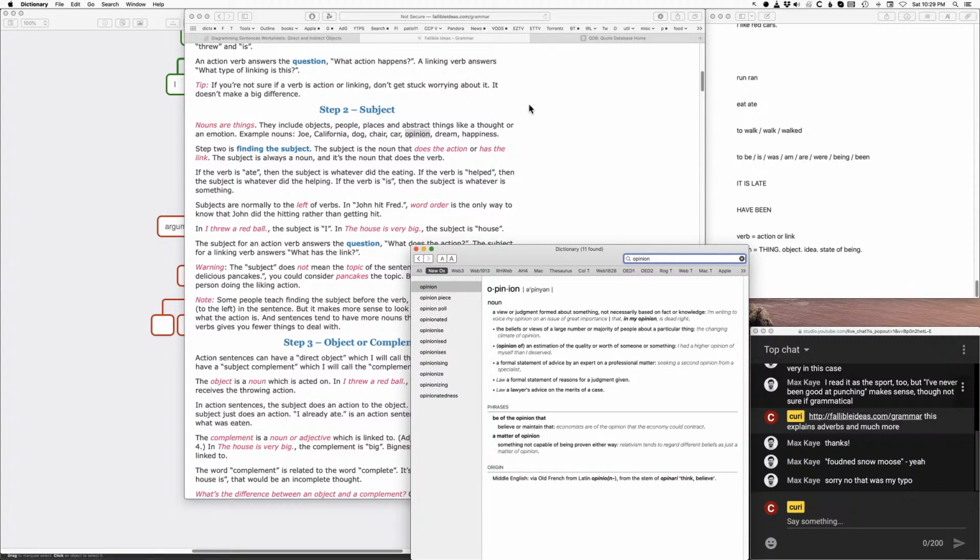Another good way to find nouns is if you could put the word a or the in front of something, that means it's a noun, because a and the always go with a noun. Is an the same word as a? Yes, you just say an when there's a vowel sound next, and a when there's a consonant sound next.